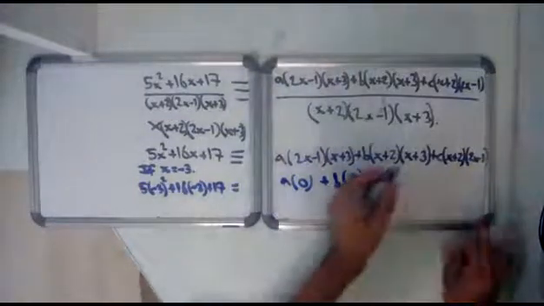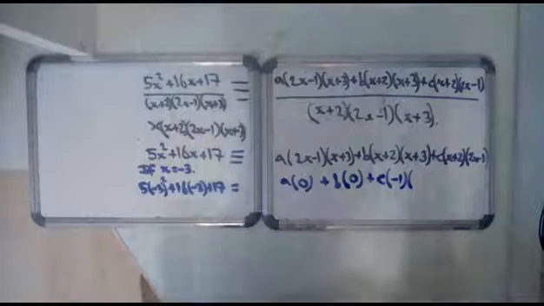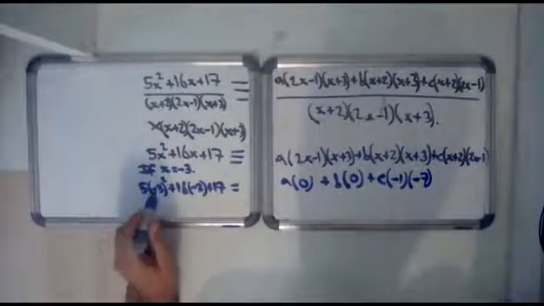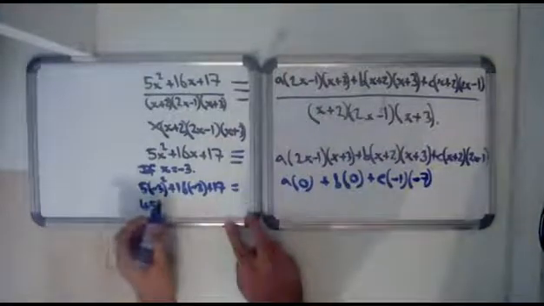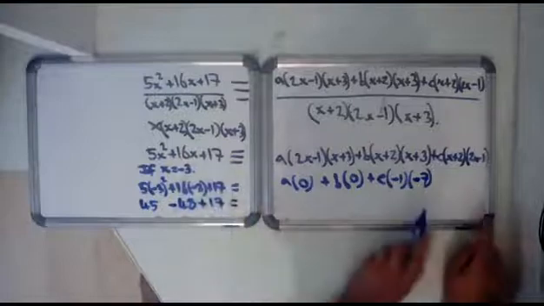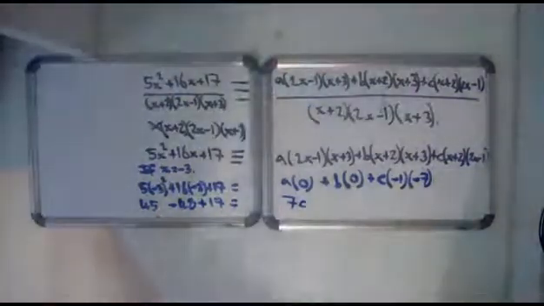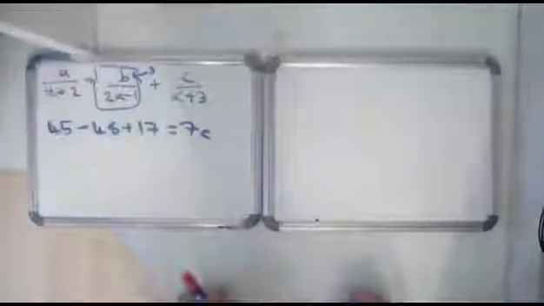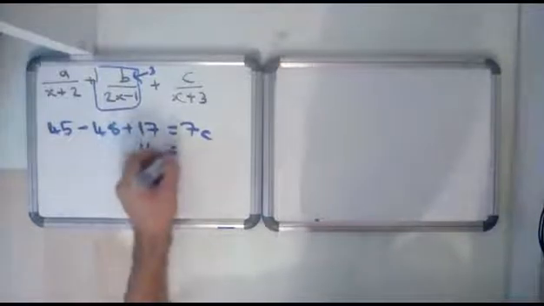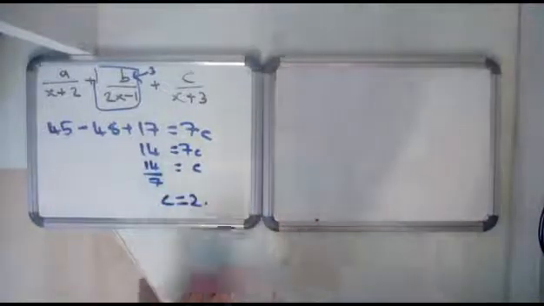Well, you've got minus 3 plus 2, which is minus 1, and then you've got 2 times minus 3 minus 1. Well, 2 times minus 3 is minus 6, minus 1 is minus 7. So 3 squared is 9, 9 fives are 45, so 45 minus 48, 16 times minus 3 is 48, plus 17 equals 7c. 45 minus 48 is minus 3. Minus 3 plus 17 is 14. So 14 equals 7c. So c must equal 14 divided by 7. c must equal 2.